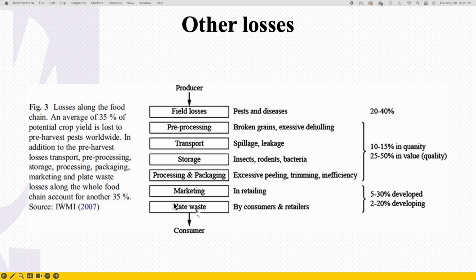And then as well, I'm not hungry anymore. I'm just going to go ahead and throw this away.